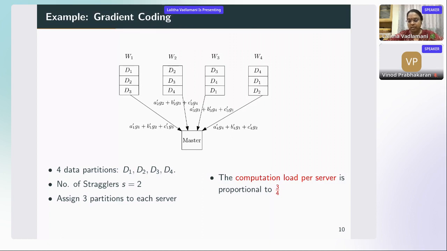The linear combination that we want is G1 plus G2 plus G3 plus G4. So this is what we want, right? And as you can see, you cannot compute it just from one worker node, because one worker node definitely has one data partition less. So it can never send the sum of all the four gradients. That is not possible. 2 is the minimum that you have to contact, and in this case 2 is sufficient as well.